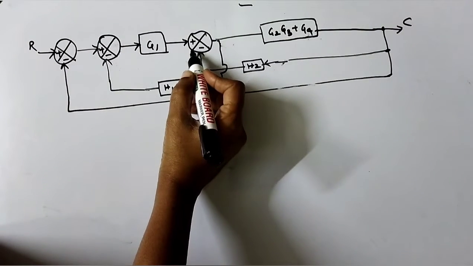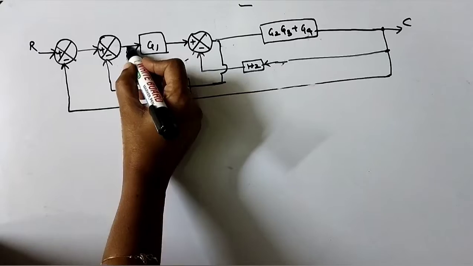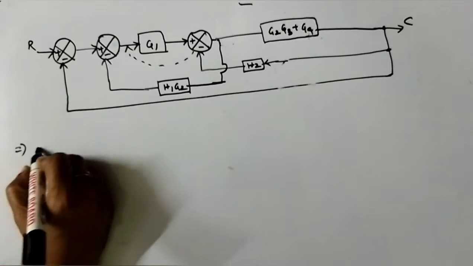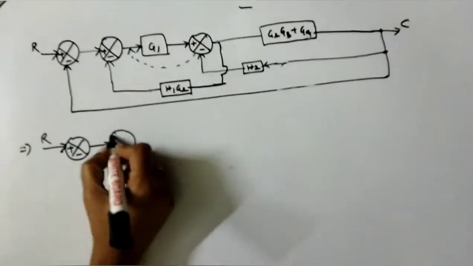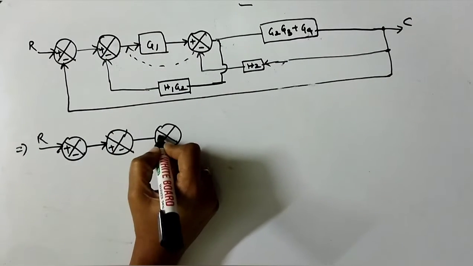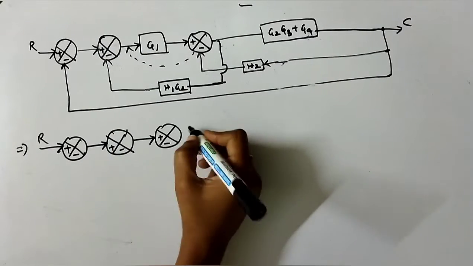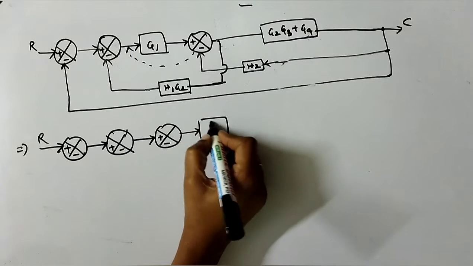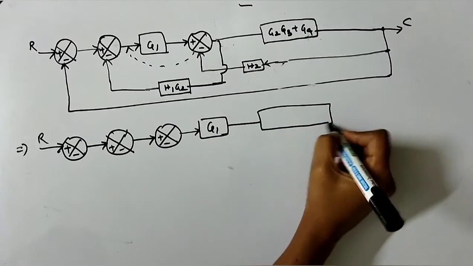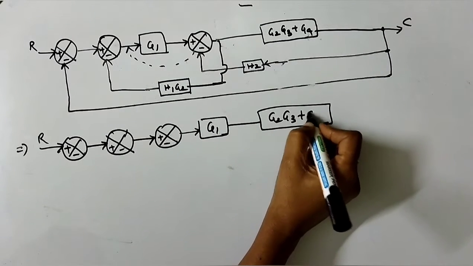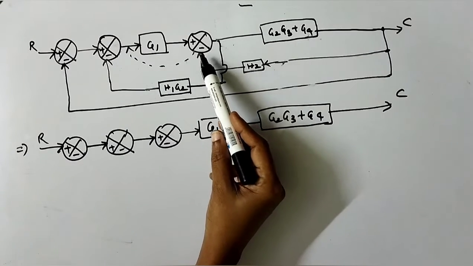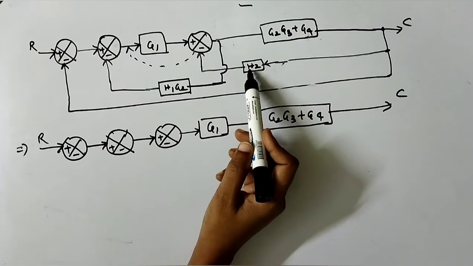Now here we'll shift this summing point before G1. To avoid confusion, I am redrawing it. This has been shifted to this side. So here is one more summing point followed by G1, G1 followed by G2 G3 plus G4 followed by the output. From this summing point we do have H2.